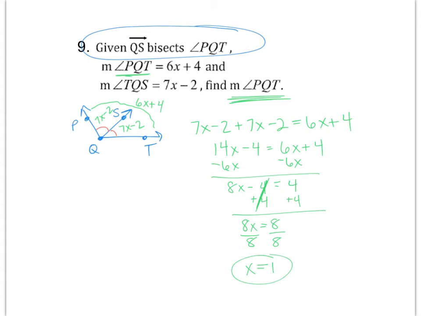Is that your final answer? The answer is no, you have to plug it in for PQT. So you're going to take that one and you're going to plug it in for there. So the measure of angle PQT equals 6 times 1 plus 4. We just plug that one in. 6 times 1 is 6. 6 plus 4 is 10, so it's 10 degrees is your final answer. Is my picture drawn to scale? Not even close.